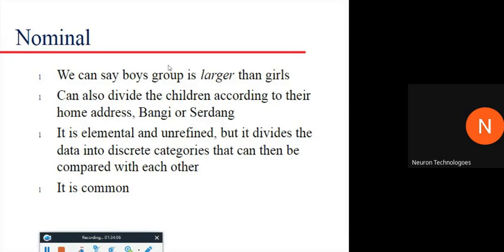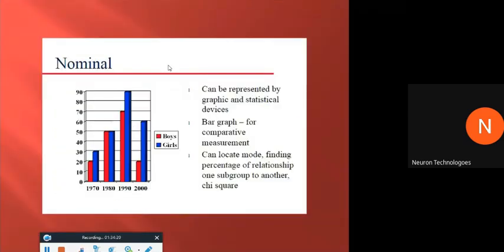You can also divide the children according to their home address, Bengi or Sardang. It is elemental and unrefined, but it divides the data into discrete categories that can then be compared with each other. It is common. So you are looking at this graph. Nominal data can be represented by graphic and statistical devices: a bar graph for comparative measurement, locating the mode, finding the percentage relationship of one subgroup to another, chi-square, or something like that.